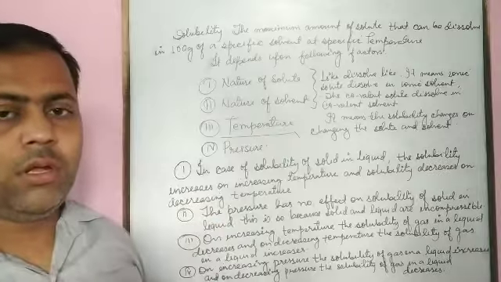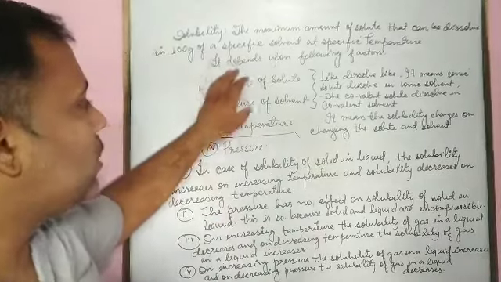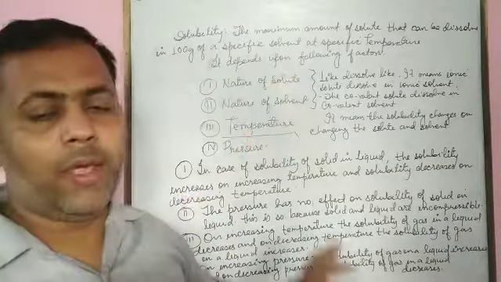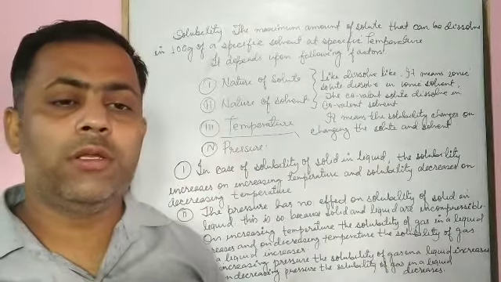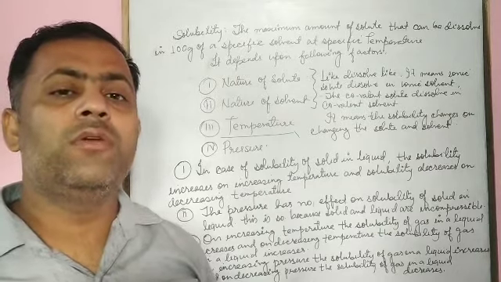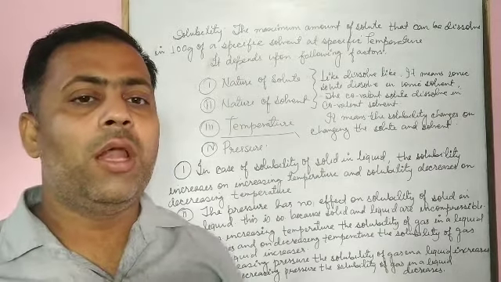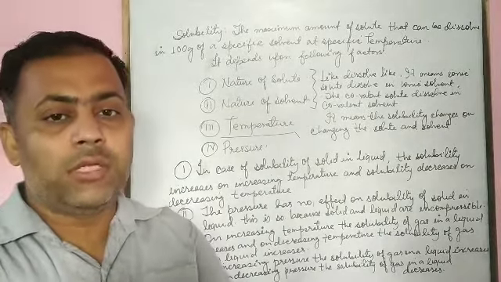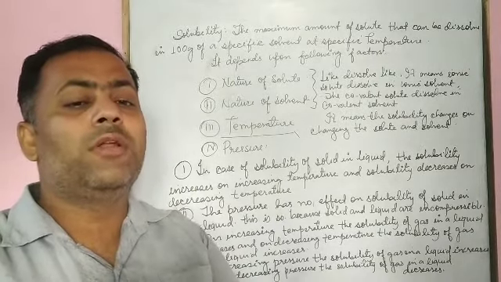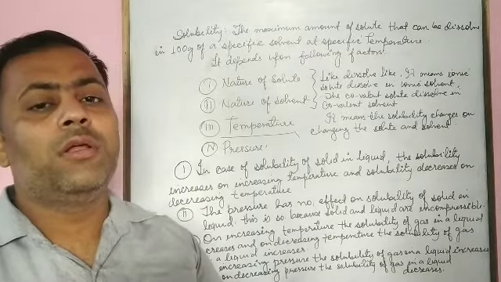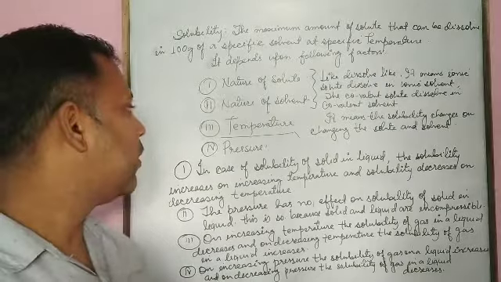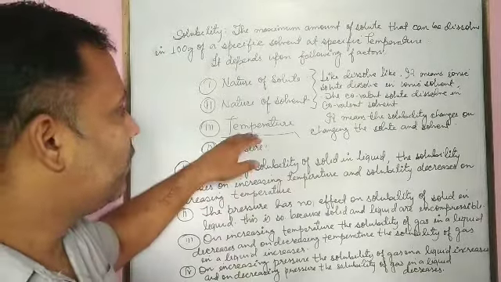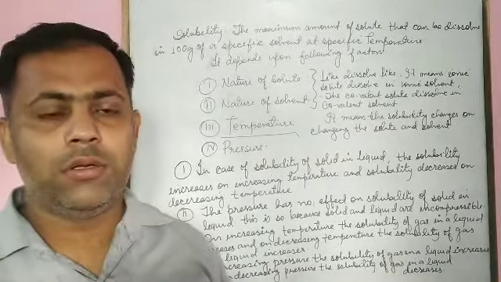Let us see. We have discussed that like dissolves like. It means if the solute is covalent, then it will dissolve in a covalent solvent. And if the solute is ionic, such as sodium chloride, then it will dissolve in an ionic solvent. It means it will dissolve in water because water is polar. Next, we will see the effect of temperature.